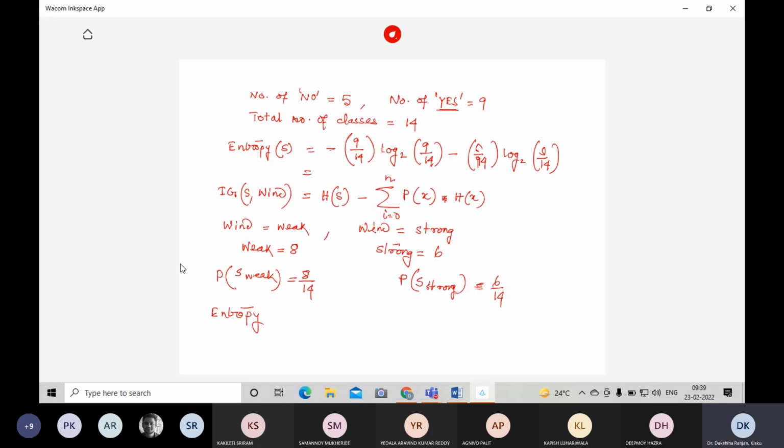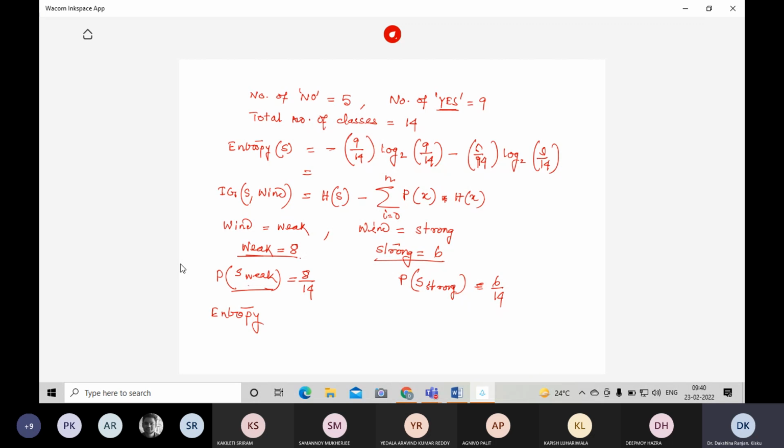So here the number of decisions for weak values is 8. Number of decisions for strong values is found to be 6. Now we compute the probability over weak class and probability over strong class. Since there are 8 decisions for weak values, we get the probability over weak 8 by 14 and probability over strong 6 by 14.